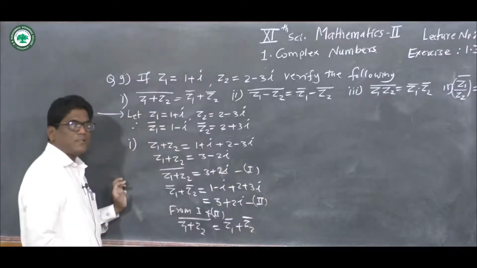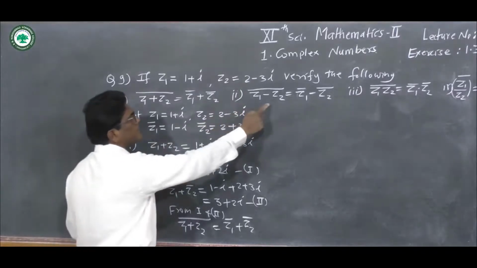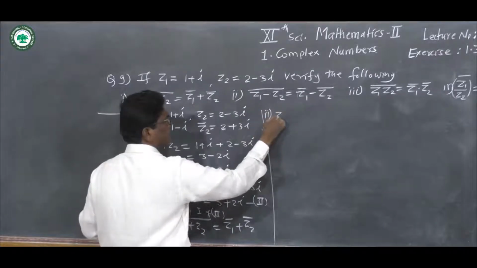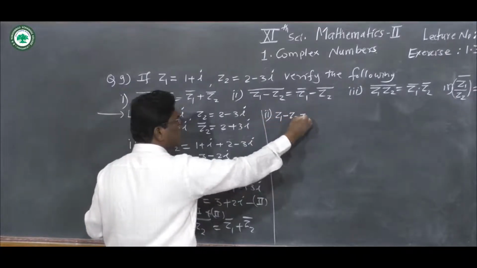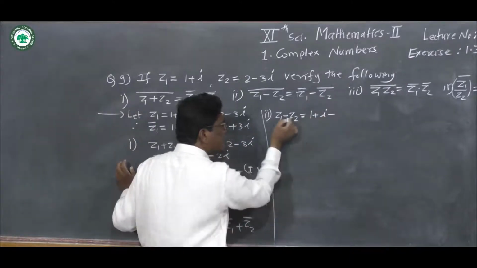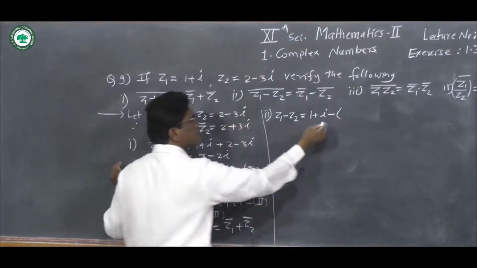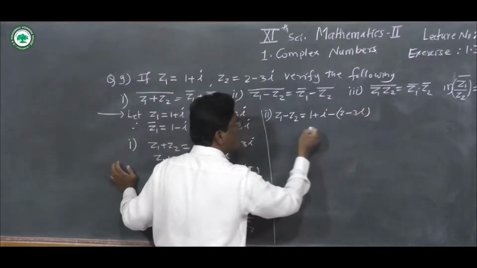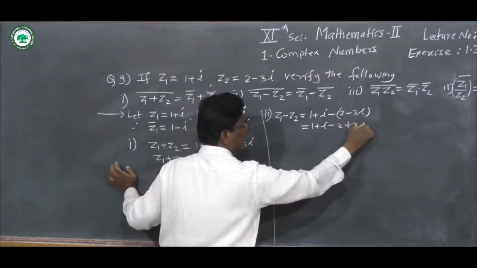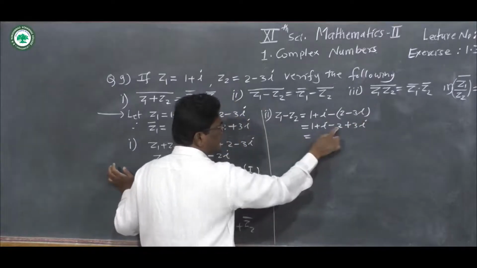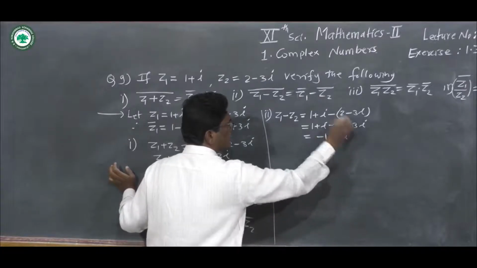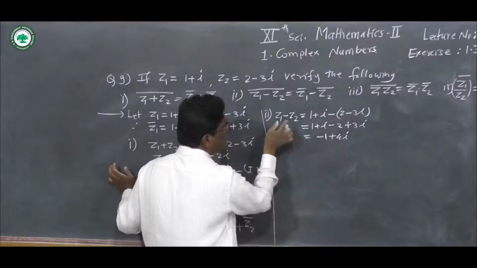Now we see the second, that is z1 minus z2 bar. So firstly find out z1 minus z2. Now put the value of z1, 1 plus i. Due to this minus sign, we put z2 in brackets, that is 2 minus 3i. So it is equal to 1 plus i minus 2 plus 3i. Now 1 minus 2 is minus 1, and i plus 3i is plus 4i. So minus 1 plus 4i. This is z1 minus z2.